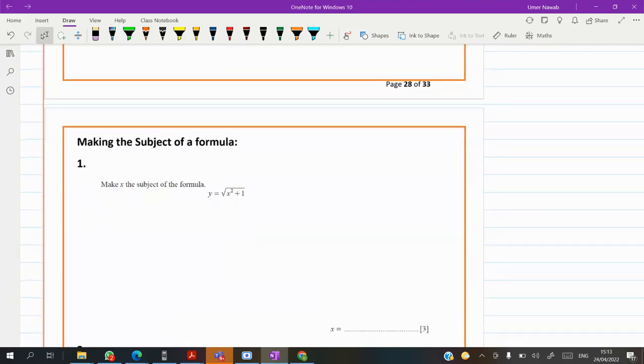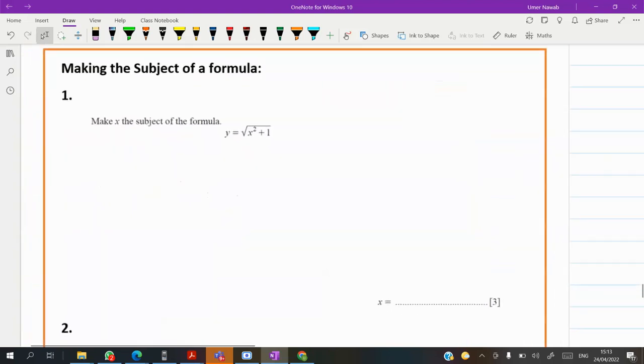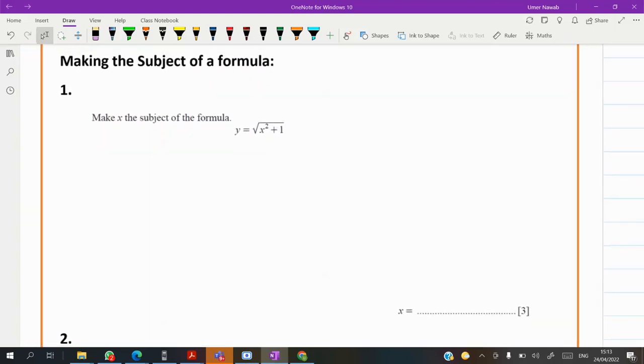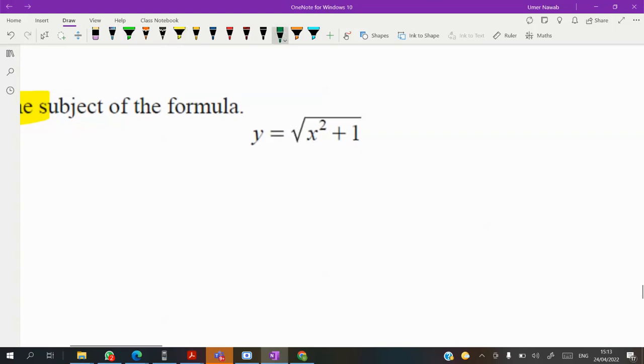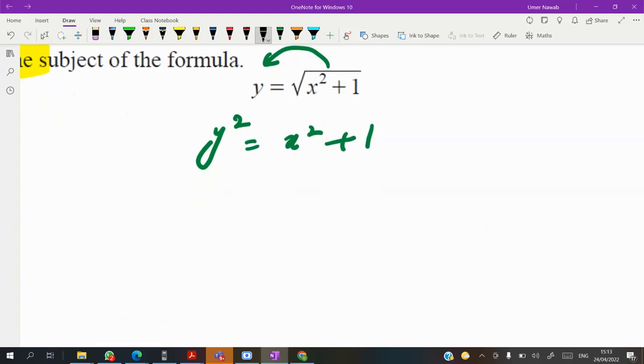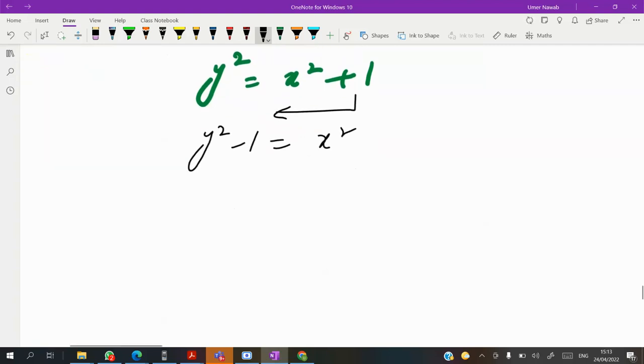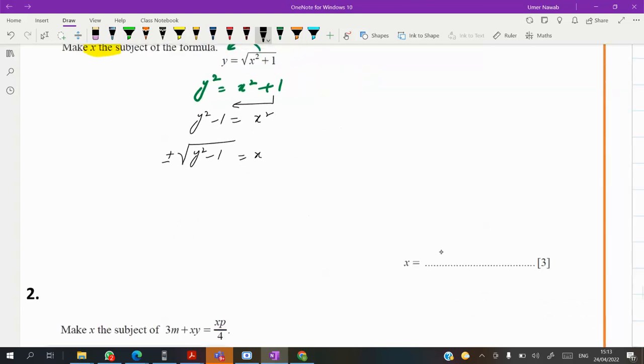Yes. Now, along with this, why not we finish making the subject of the formula. We want to make x the subject. So check that, guys. We need to send the square root to the other side. The opposite of square root is square. So x squared plus 1. Now I need to send the plus 1 to the other side. So y squared minus 1 is equal to x squared. Now send the square to the other side. The opposite of square is plus minus square root. So that's the final answer: plus minus the square root of y squared minus 1.